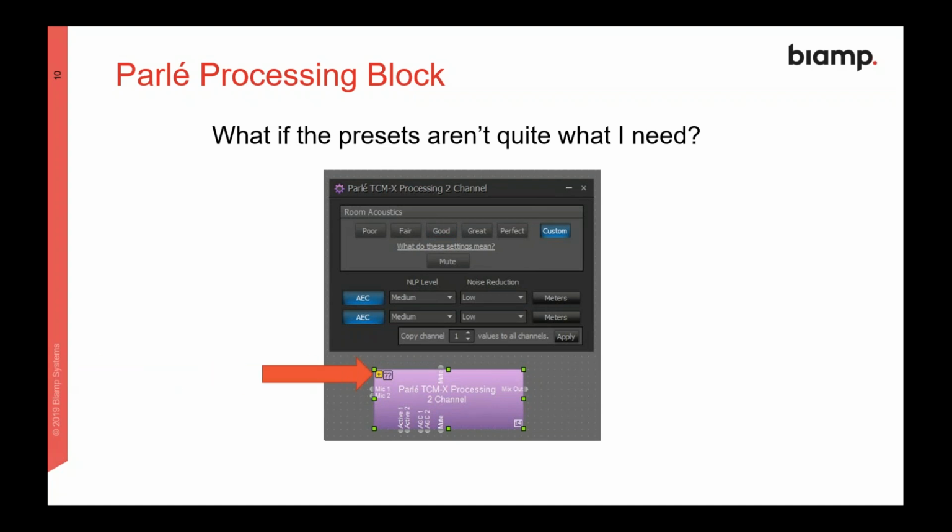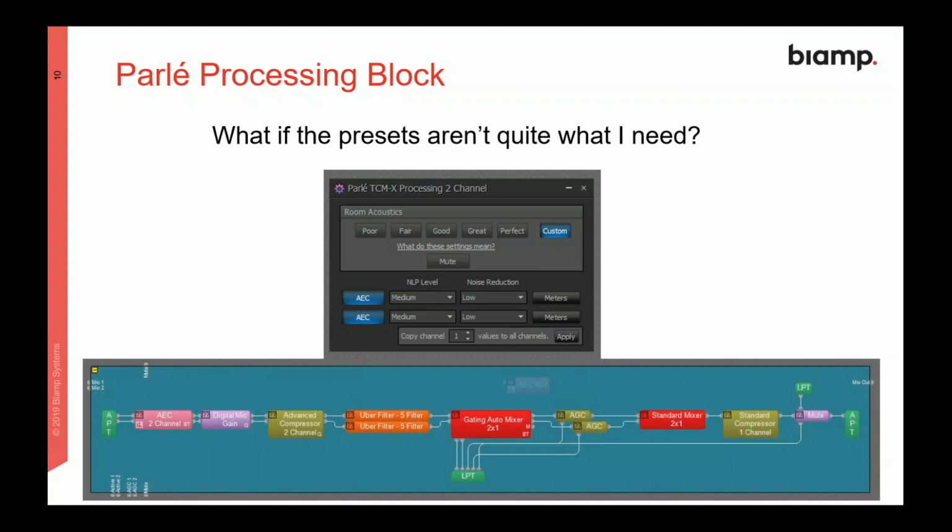And when you select custom, you get a little plus sign on the block itself, which allows you to open that block up and get access to all of the internal processing. So if you're familiar with Tesira and the processing library that we've used in the past, it's very similar to that, except you can't edit this. You can't add blocks, delete blocks, or change any of the wiring inside this block. It's all fixed, but you can access all of the DSP settings to adjust things to meet your needs.